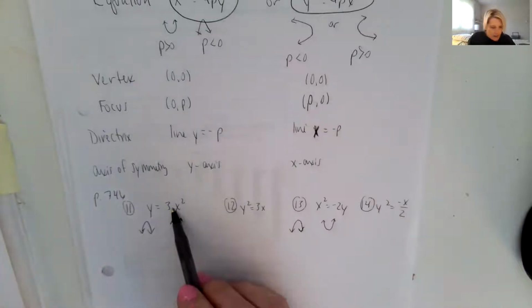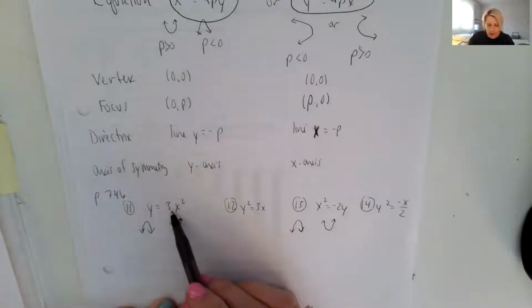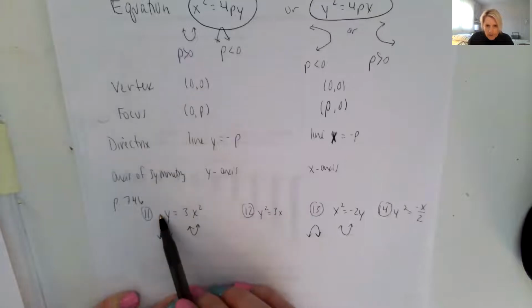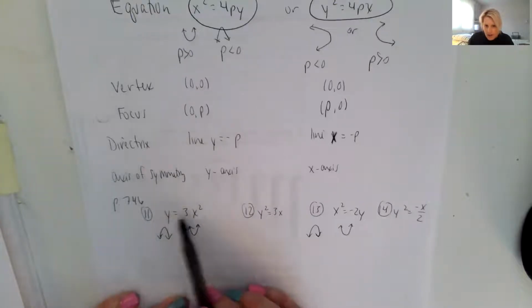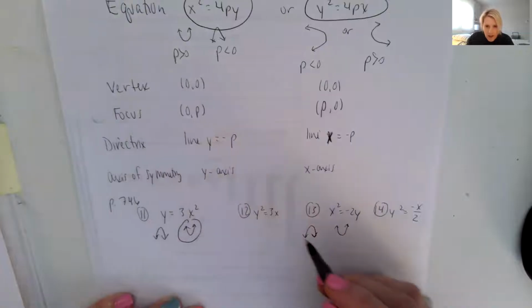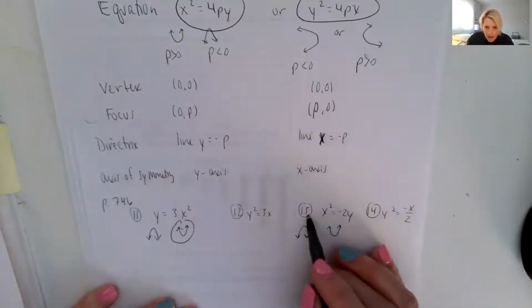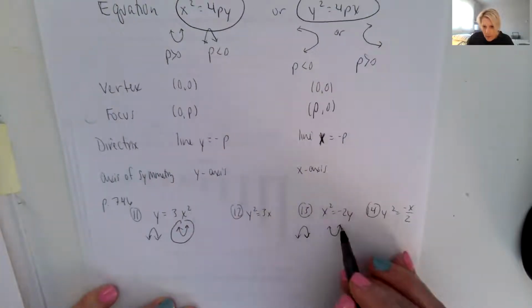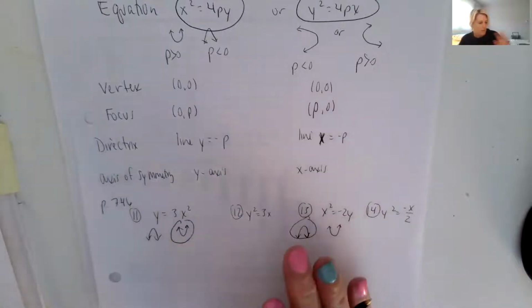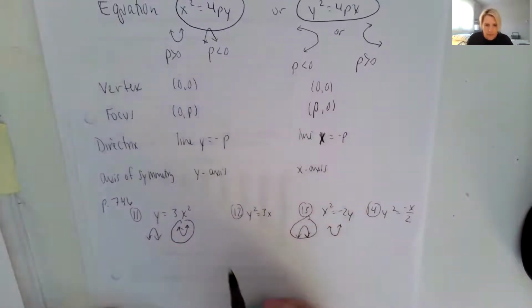And on 11, I'm guessing it's an up because the coefficient on the x squared is positive. Even if you divide to put that coefficient on the left, it's still going to be positive. So I'm guessing it's going to be an up. And on 13, the coefficient on the y is a negative, so I'm guessing it's going to be a down. These are just my initial guesses before I look at the graphs in the book.